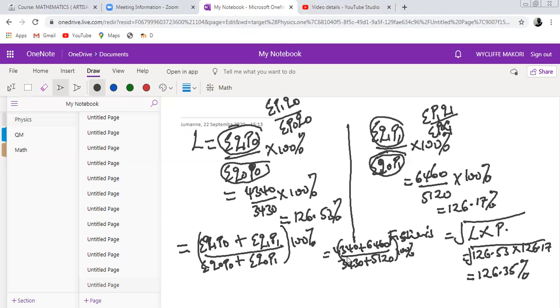Basically, if you understand the Laspeyres and the Paasche, then the others are going to be very simple for you, because it is those answers that you work with in getting the Fisher's and the Marshall-Edgeworth.